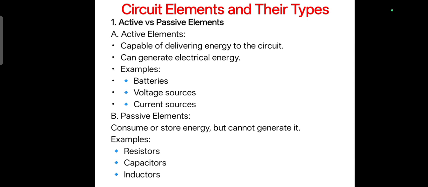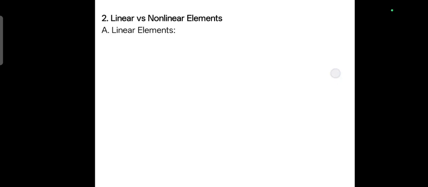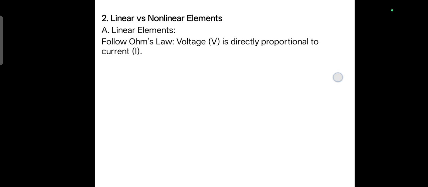Okay, clear? Then the next element is the linear versus the non-linear element. First we will discuss the linear element. A linear element follows Ohm's law. Following Ohm's law means that the voltage is directly proportional to current. The details about Ohm's law and its limitations we will discuss in the DC circuit. Here just remember a linear element follows Ohm's law, which means voltage is directly proportional to current, and the graph between voltage and current is a straight line.